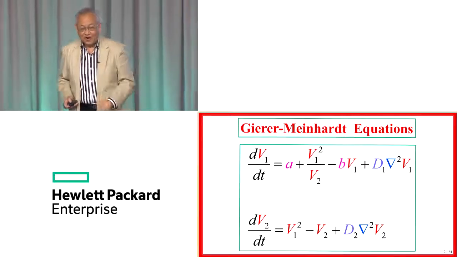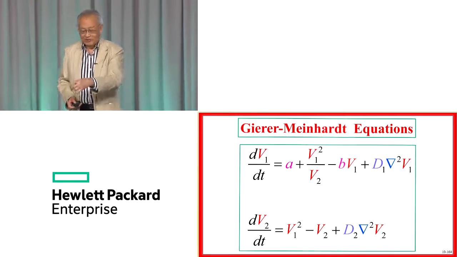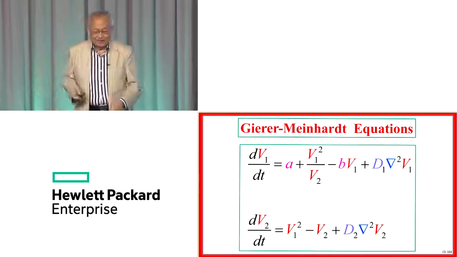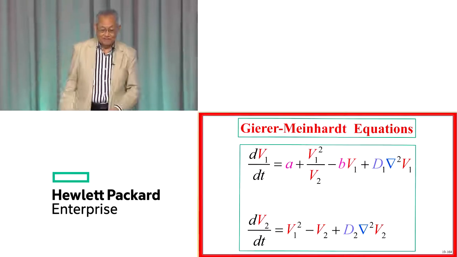First one is called the Gilroy-Meinhardt equation. You can see this is a reaction diffusion equation with 2 diffusion terms on the right. You can create a circuit easily for this thing. And by picking the parameter, you can put them in the edge of chaos region easily.